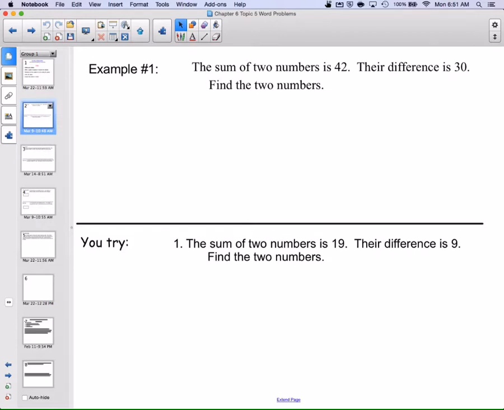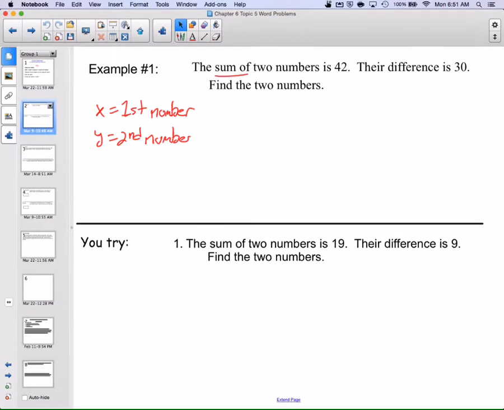So it says the sum of two numbers is 42. Their difference is 30. Find the two numbers. So first thing I'm going to do is define my variables. I know that it's asking about two numbers. So I can say x equals the first number, and say y equals the second number. Alright, so define my variables. Now I'm going to set up a system.